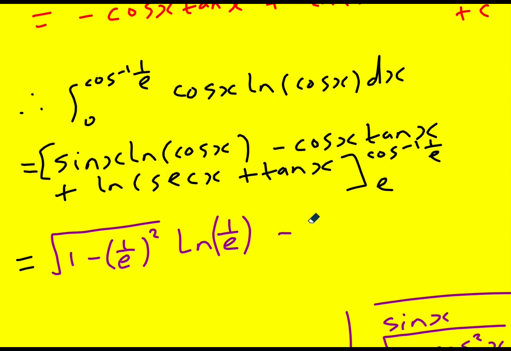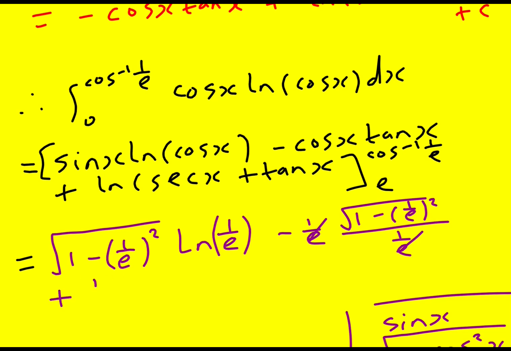And then minus 1 over e, because it's cos of inverse cos 1 over e. Then I've got tan x. Well, that's going to be sine x over cos x. So I can write square root 1 minus 1 over e squared for sine x, all over cos x, which is 1 over e. These two will cancel.